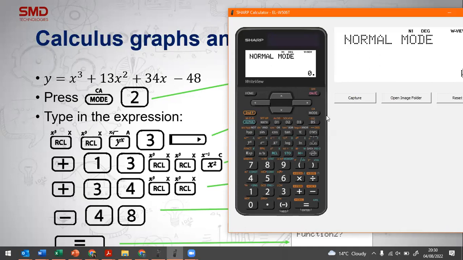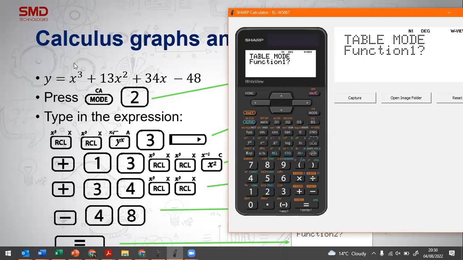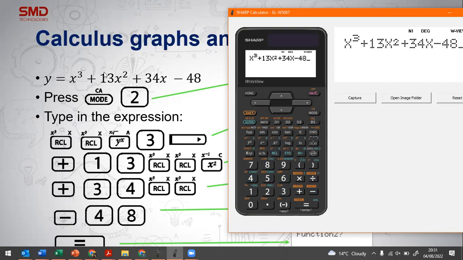So we can go to table mode by pressing mode and then table. And then we're going to fill in this expression here, or this polynomial: x to the power of 3 plus 13 x squared, where RCL twice gives you an x, plus 34x minus 48. So that looks the same, right? Okay, cool. And then of course we'd say equals and we'd get g(x), function 2.